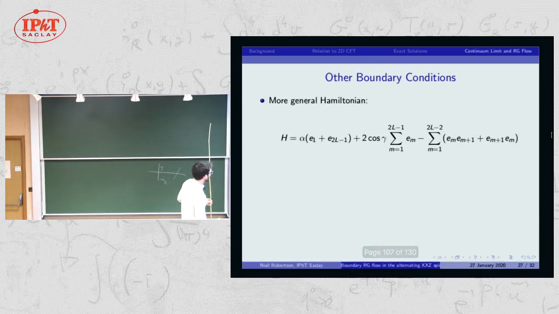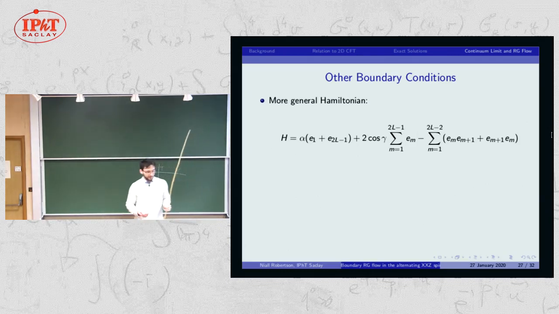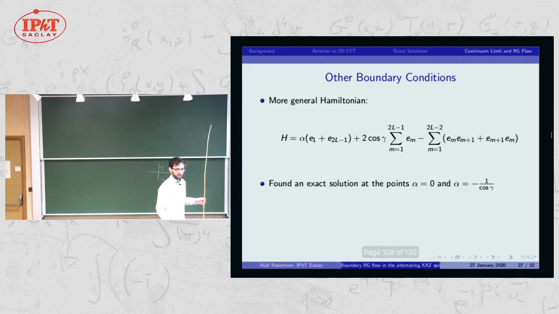Okay, so it's then very natural to write down a slightly more general Hamiltonian that we've been considering, which is this one. And this alpha for two special points corresponds to the two cases that I just presented. So alpha equals 0 gave us this non-compact continuous spectrum. And alpha equals -1 over cos gamma gave us this discrete, free, anti-ferromagnetic Potts spectrum.